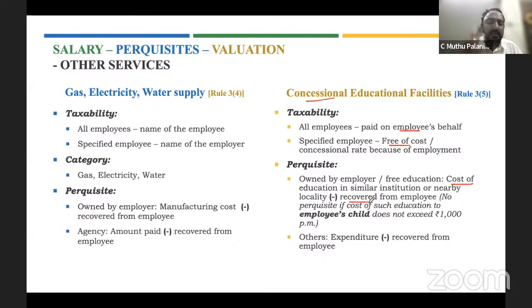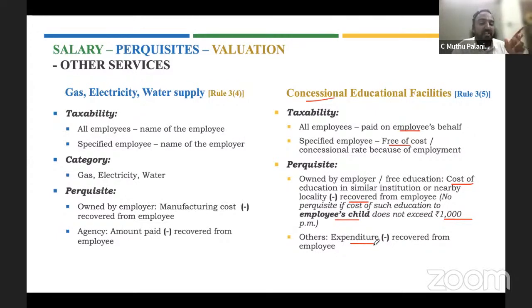This is a common practice. If you've recovered something, you need to reduce it. No perquisite if cost of education per child does not exceed 1,000. So if it is not exceeding 1,000, it is not a perquisite. If it exceeds 1,000, the amount that exceeds 1,000 alone will be treated as a perquisite. And if it is not owned by the employer or free education, whatever is the expenditure minus recovered from employee. So this is a perquisite.